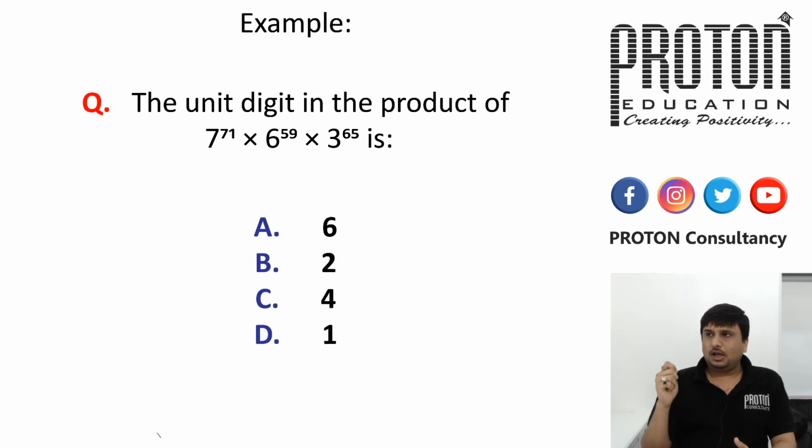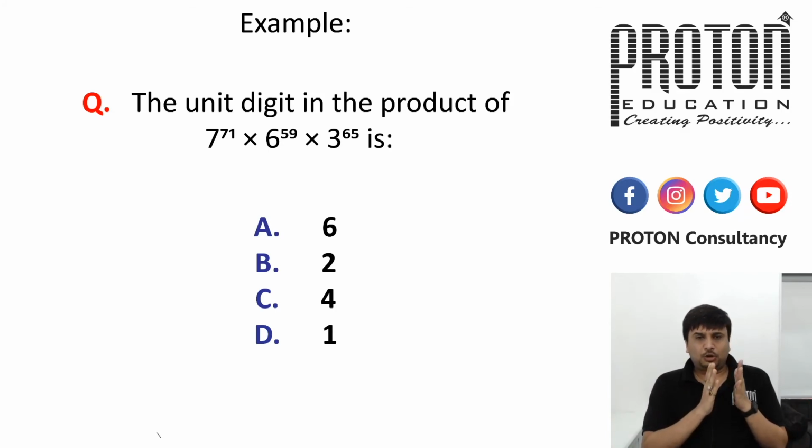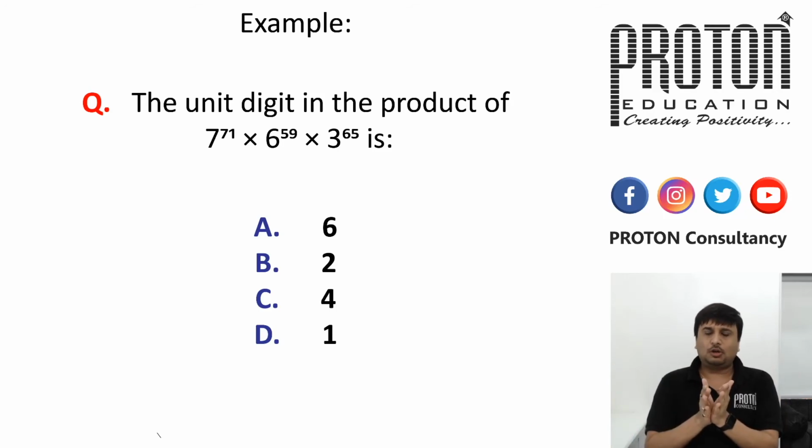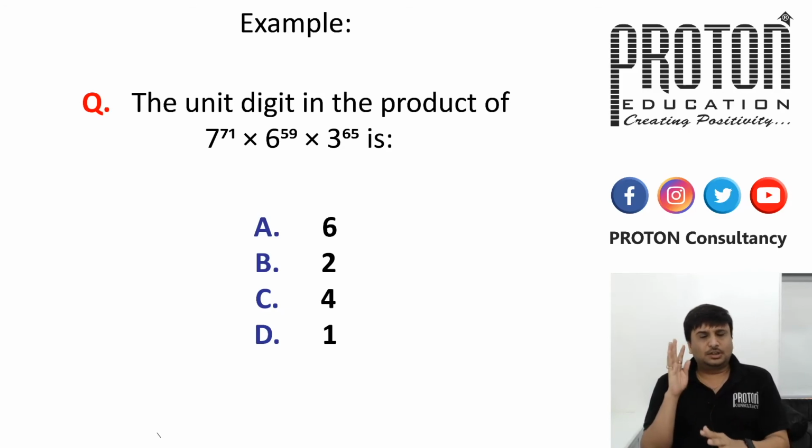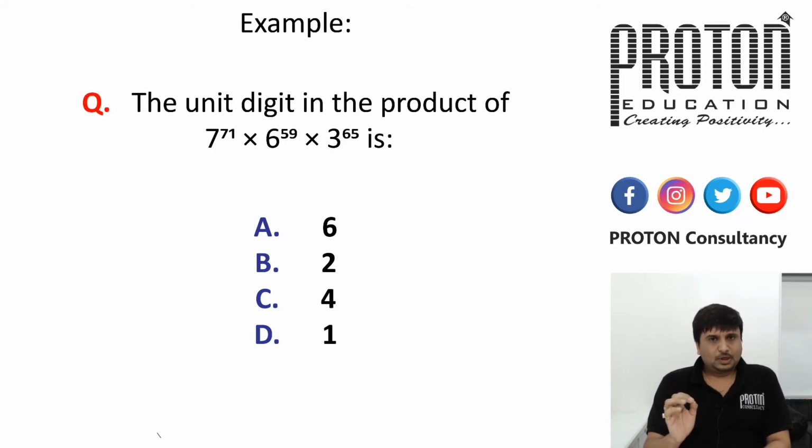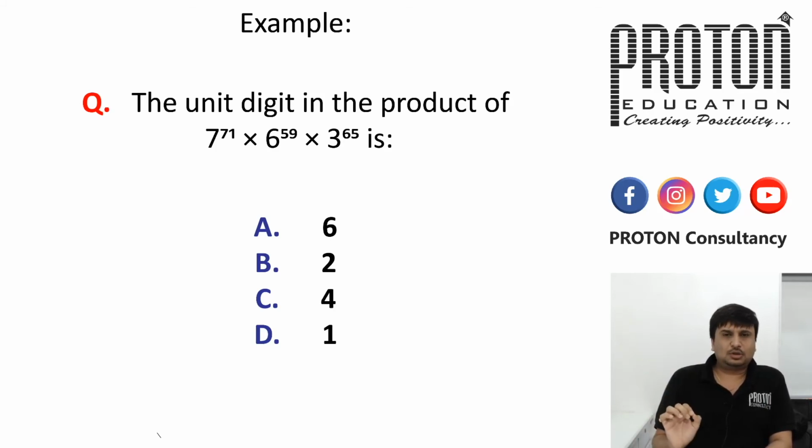7 raised to 71 into 6 raised to 59 into 3 raised to 65. Now there are 3 digits involved here. So we need to understand the cyclicity for 3 different numbers and then multiply the unit digits of all of these. So 7 raised to 71, cyclicity of 4 digits. When I divide 71 by 4, I get remainder 3, and the power cycle for 7 is 7931. So my remainder would be 3, and my answer will also be 3 there. So note down 3 below 7 raised to 71.